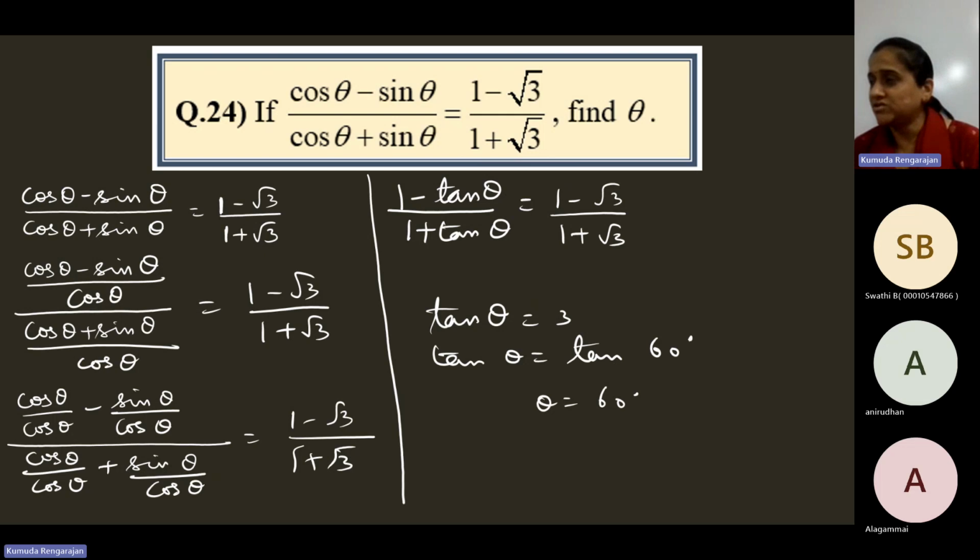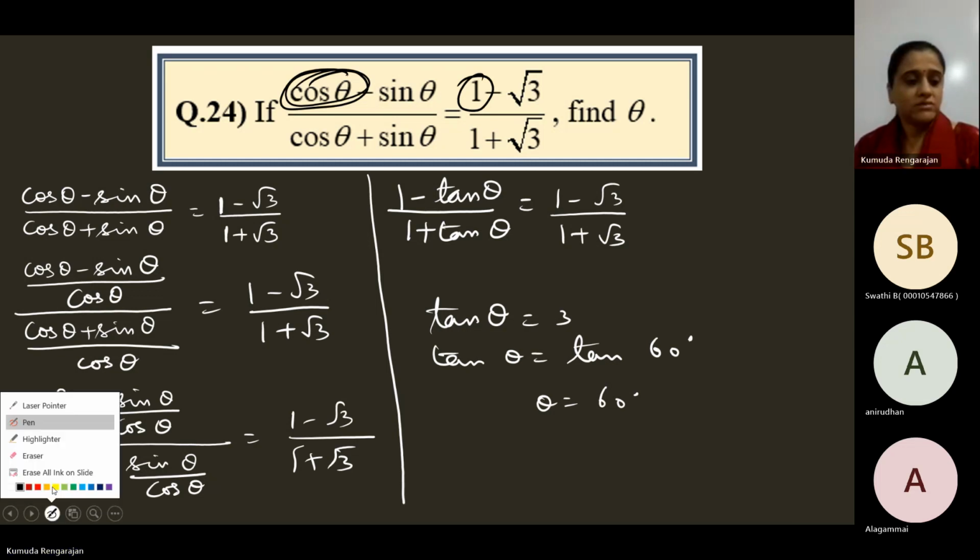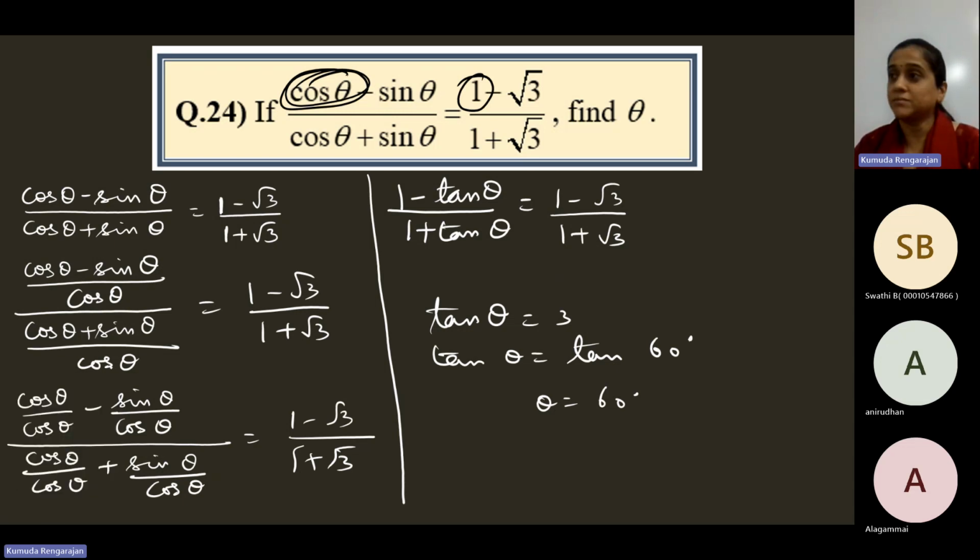So in order to compare both the sides, we have 1 here, so we make this also 1. How will cos theta become 1? If you divide the numerator and denominator by cos theta. That's what we do. You all understand how to divide? We have done this quite a few times, dividing the numerator and denominator by the same ratio.